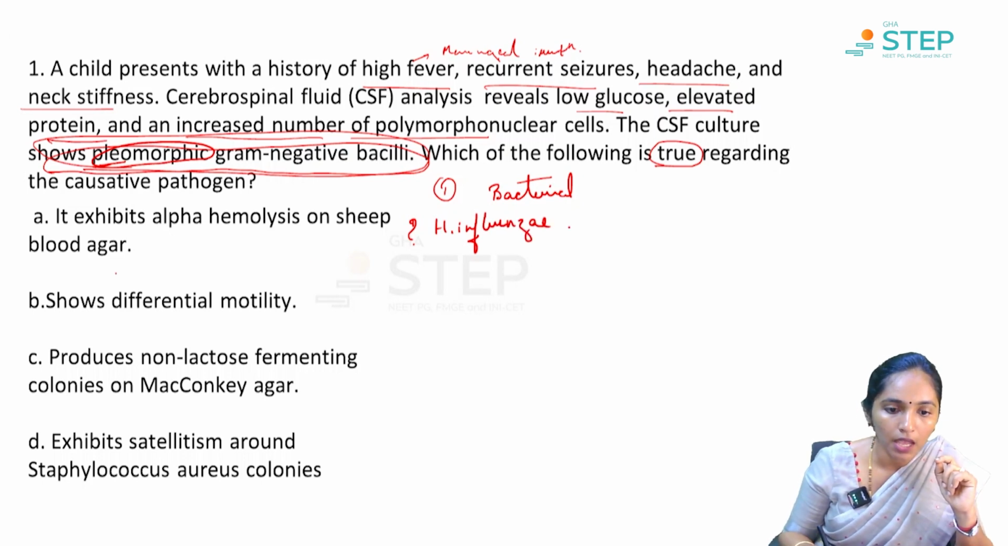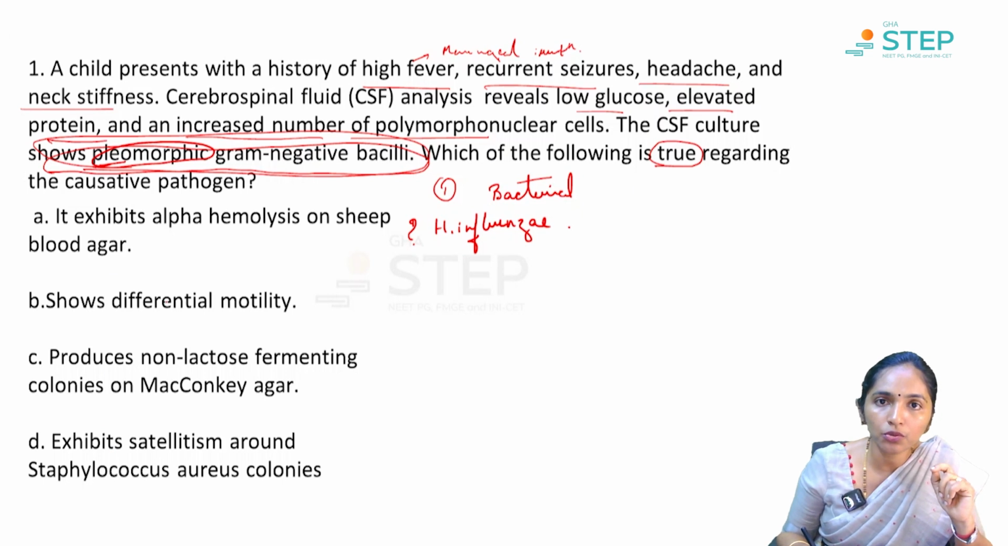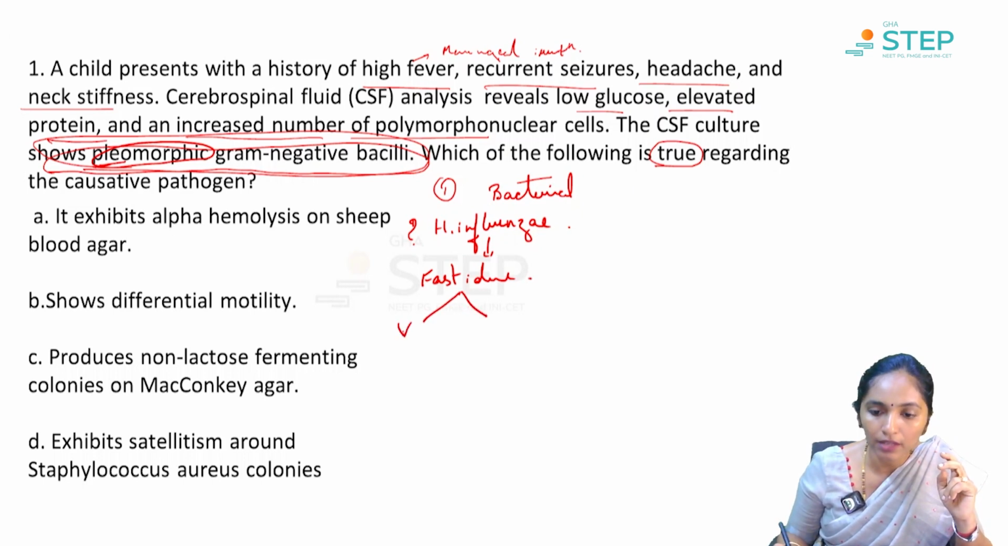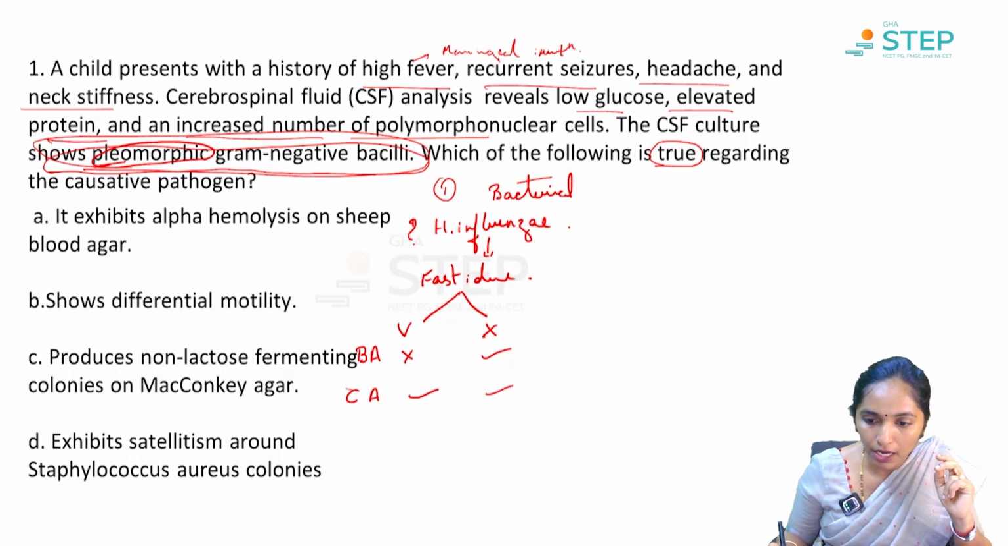influenzae meningitis. As these options mainly pertain to the cultural characteristics of this organism, we will study H. influenzae in detail. H. influenzae is a fastidious organism, and this organism requires two growth factors. One growth factor is factor V, and the other one is factor X. Factor V is not present on blood agar, whereas factor X is present. On chocolate agar, however, both the factors are present.